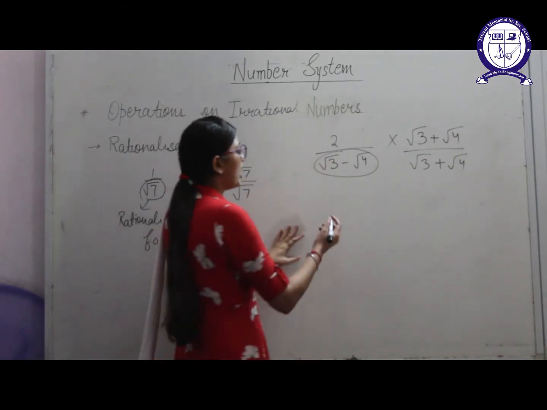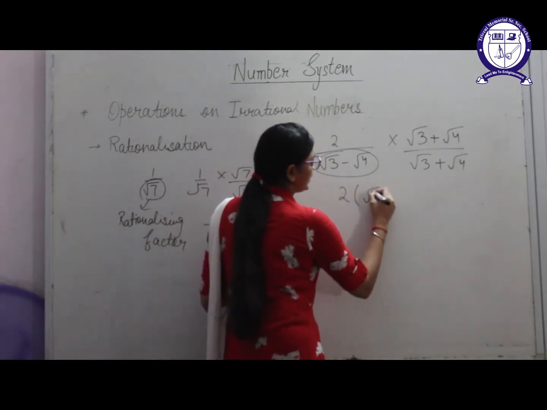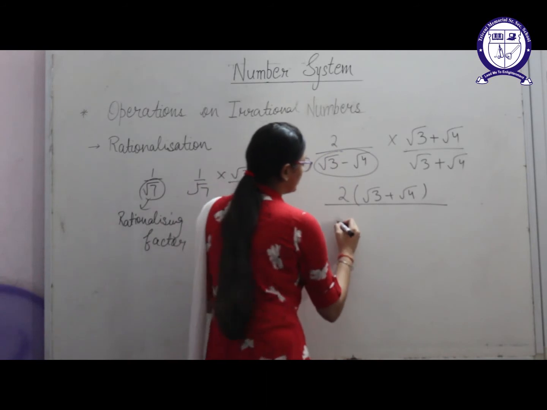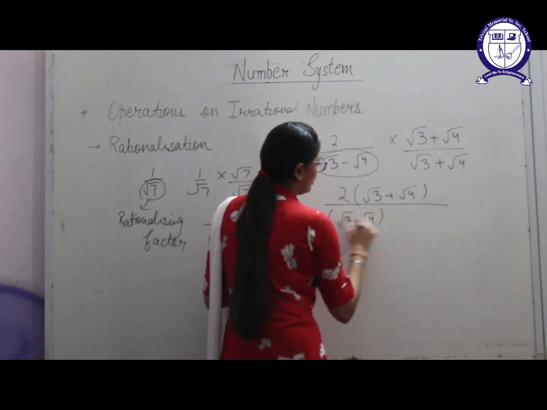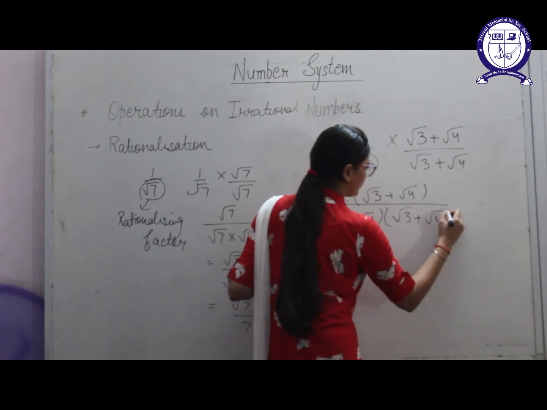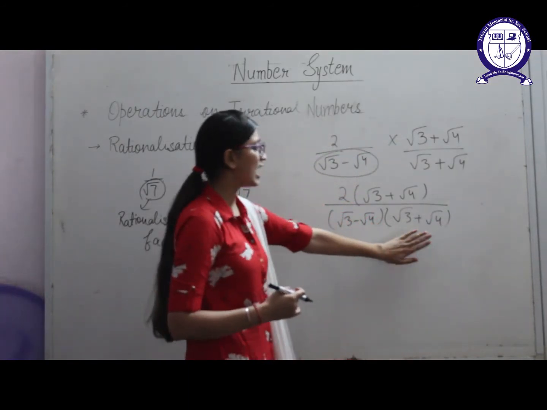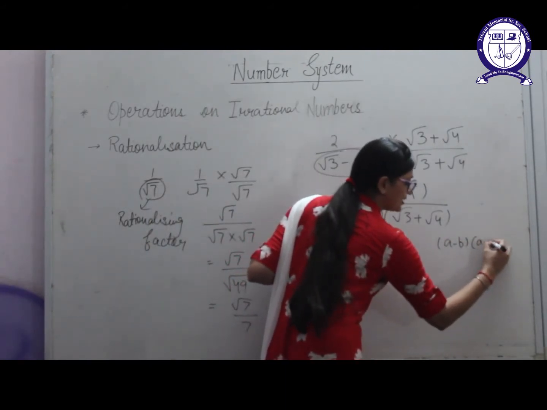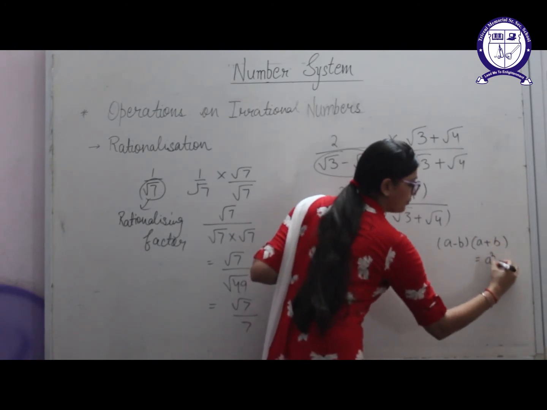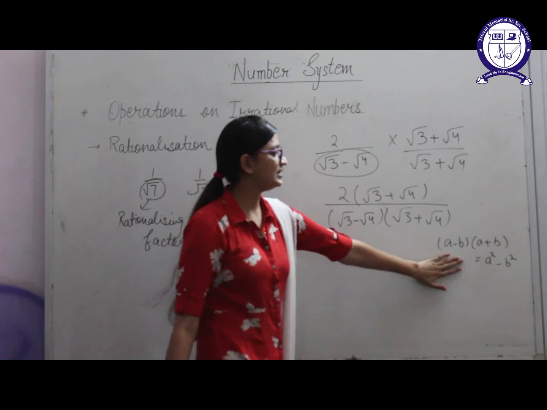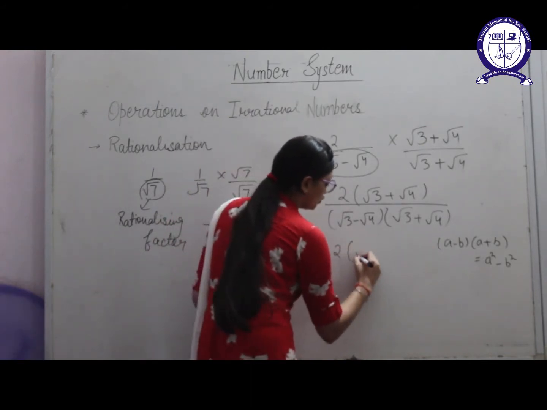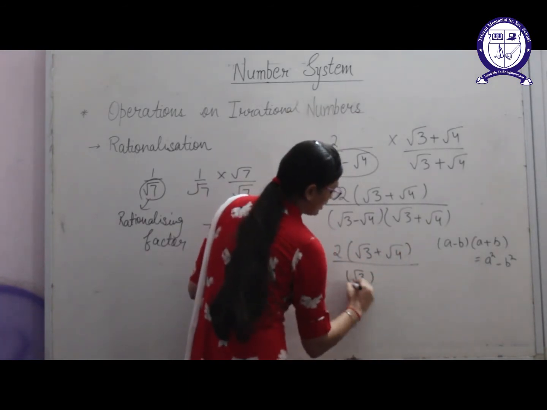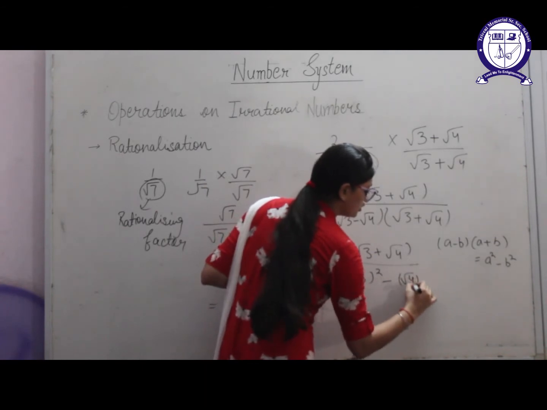So now solving this part, we will do 2 into root 3 plus root 4 upon root 3 minus root 4, root 3 plus root 4. We can see that these numbers are in the identity form. We have an identity: a minus b, a plus b equals a square minus b square. So we will apply this identity over here. It will become 2 root 3 plus root 4 upon root 3 square minus root 4 square.